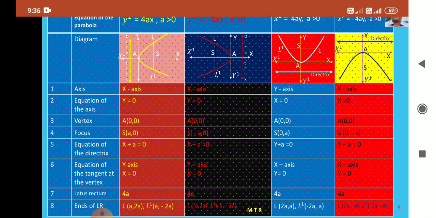Here in these 4 cases, the axis is on the x-axis or on the y-axis, and the vertex is (0, 0). But there are 4 more cases where the axis is neither on the x-axis nor on the y-axis. That means the axis is parallel to the x-axis or parallel to the y-axis, and the vertex is not equal to (0, 0). The vertex is (h, k), which is not equal to (0, 0). There are another 4 cases. We will discuss those cases in our next part. Okay, thank you.